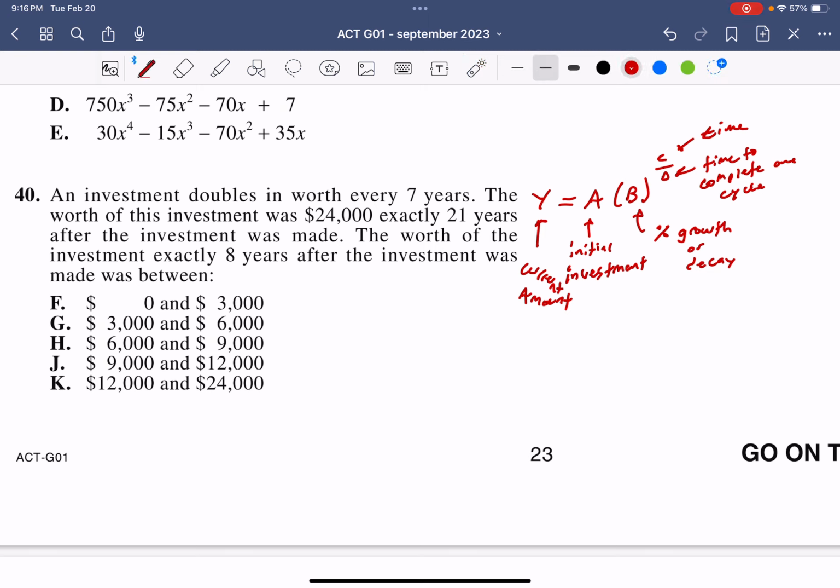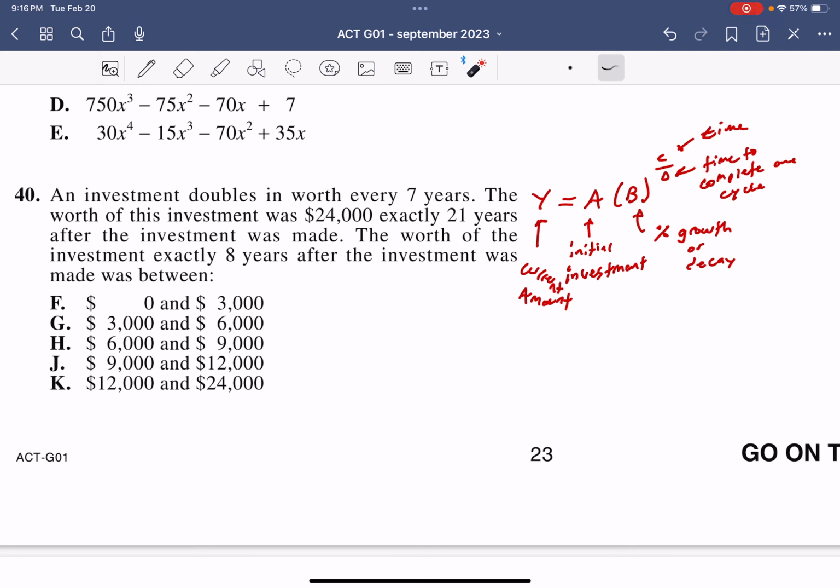So let's write down what we have. We don't know the initial investment. That's not given. We know the growth rate, like what it does to grow, says it doubles. We know it does it every 7 years, so we know the time to complete a cycle. And we're told that in 21 years, it would give us a current value of 24,000. And 21 years is the time that goes by.